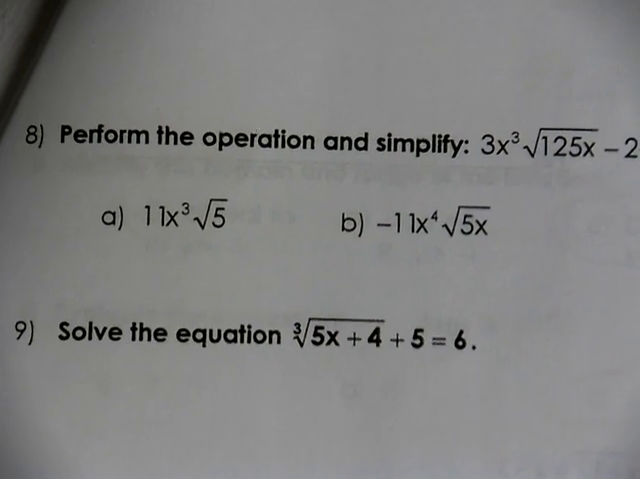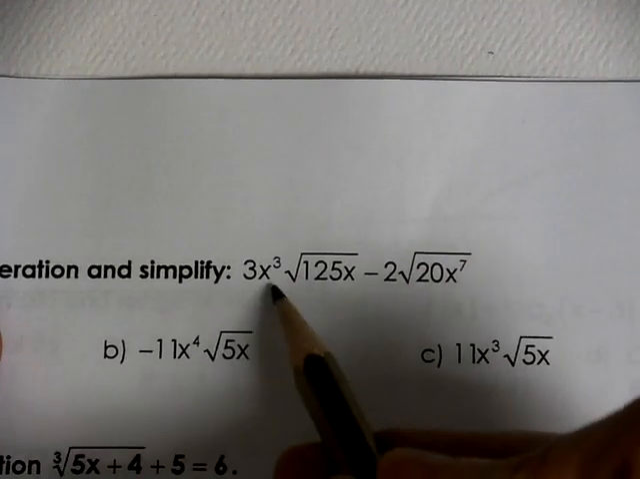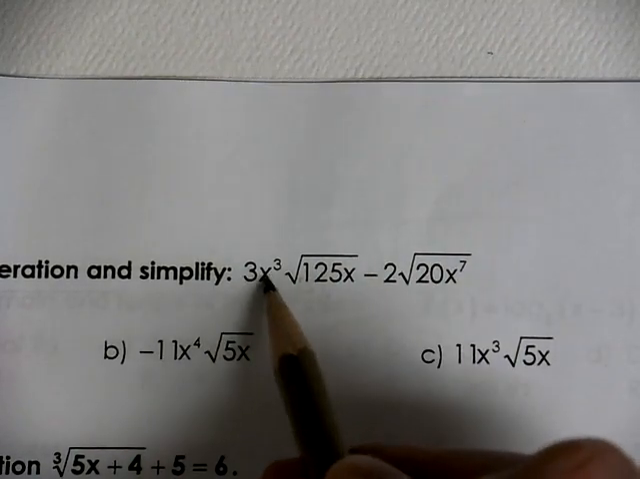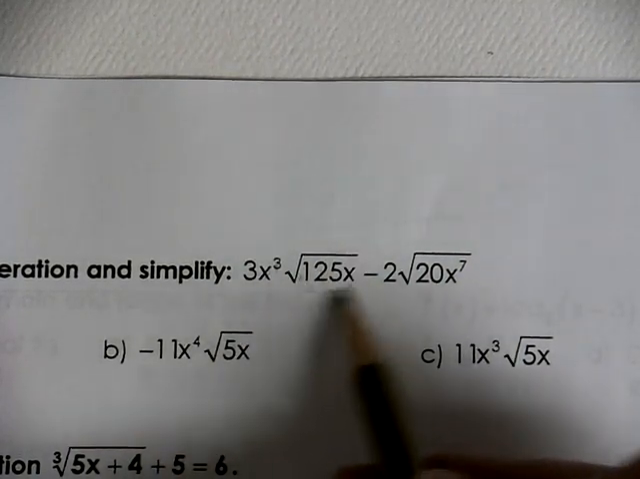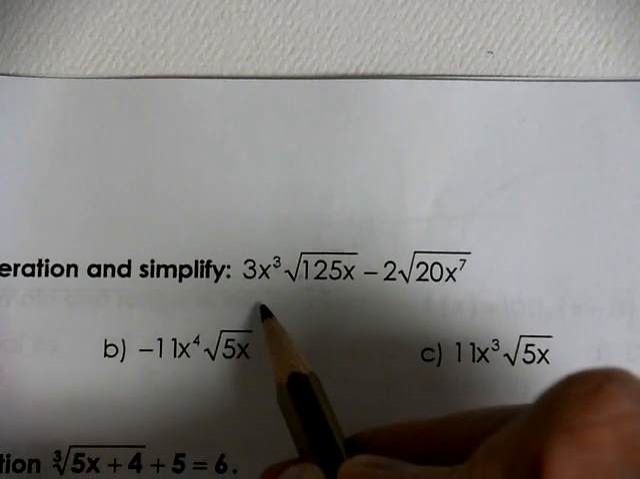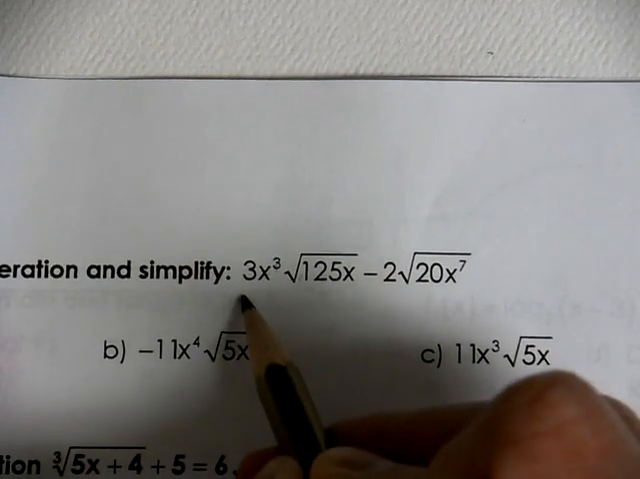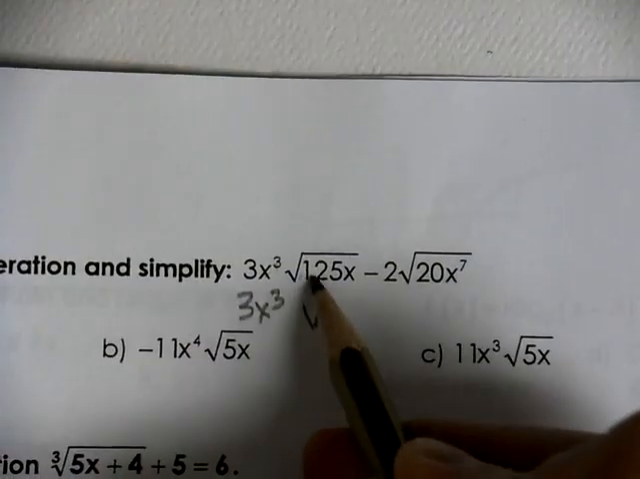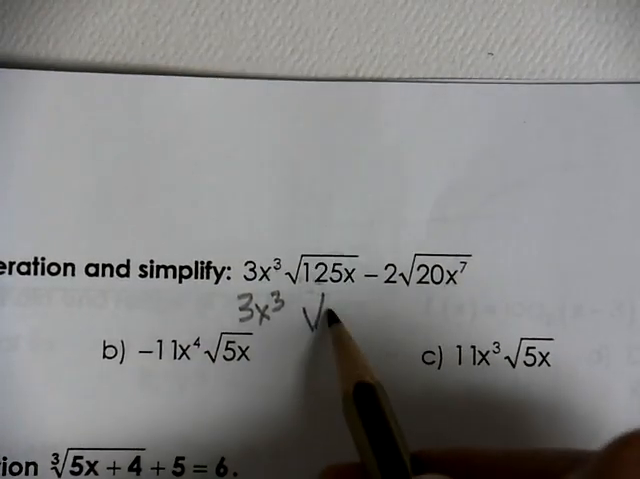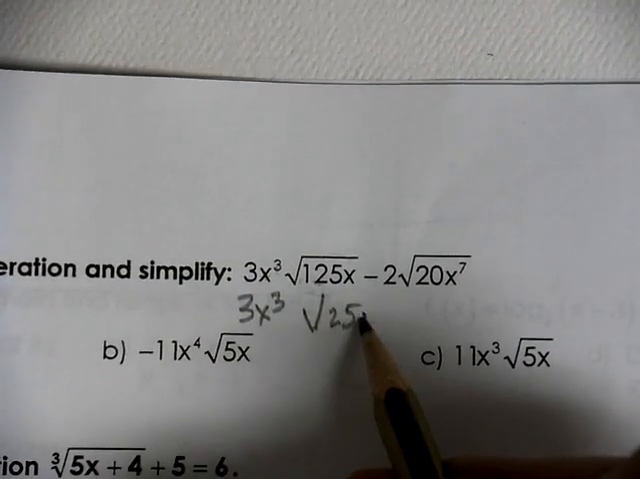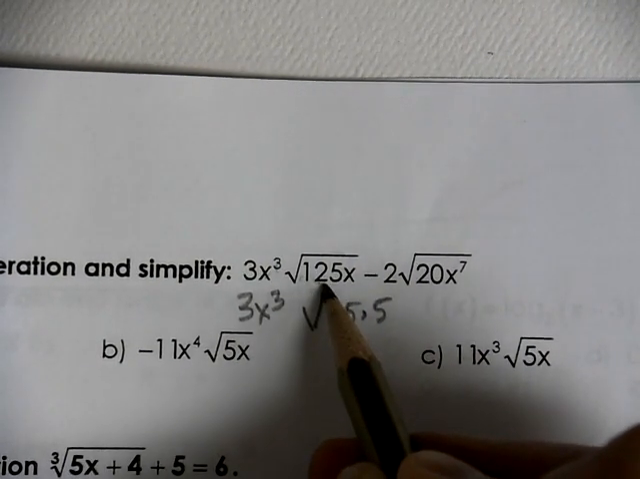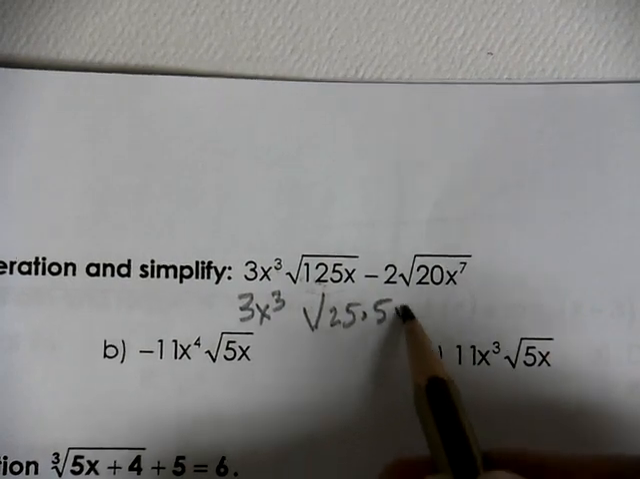On the flip side, we're working with square roots. This is 3x squared, so we have to simplify this a little bit. So we're going to call this 3x cubed. Now this is 25 times 5. That makes 125 times x.